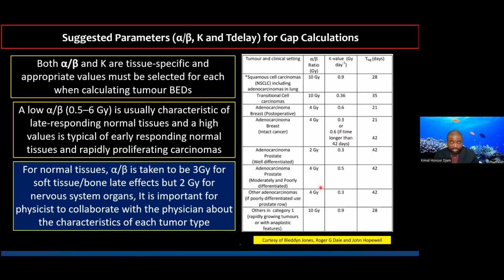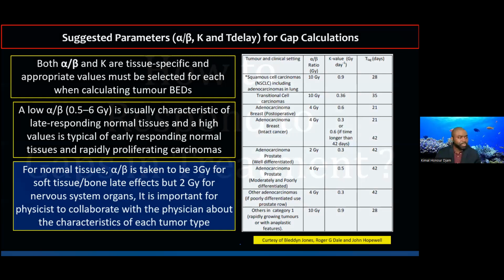And so at this particular juncture, when you're doing the gap calculation as a physicist, it is really important to collaborate with your attending physician about the characteristics of each tumor. And this graph here, I actually got from a paper by Dale, that gives us some of the proposed values for alpha, beta, K and T delay for some common tumors that you might encounter in the clinic. Like I said, extra care should be taken to ensure that the BED in normal tissues is not exceeded for hypofractionated treatments as well.